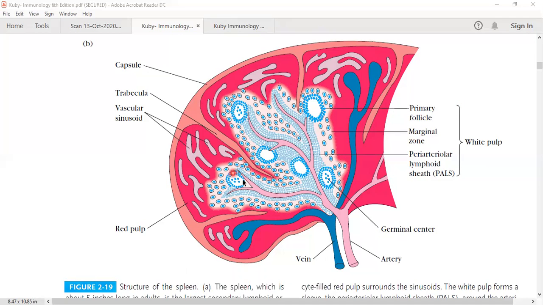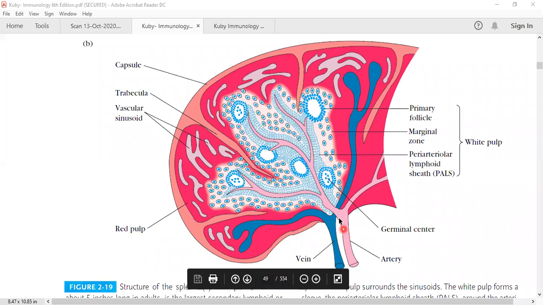This is the marginal zone, which is ensheathing this structure, the periarterial lymphoid sheath. Now what is this? This is a sheath-like structure which is present over these arteries which are coming to the spleen.